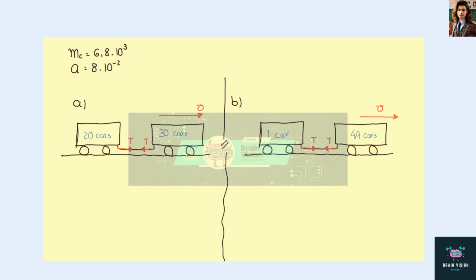This question is not difficult to solve, but you have to be quite smart about how you think about it. So what I'm doing here is the following. We want to determine, for instance, in the first item, the tension in the coupling between the car number 30 and the car number 31. So what happens in this situation is that we have 30 cars pulling 20 cars, and this is the connection that happens between the car number 30 and the car number 31.